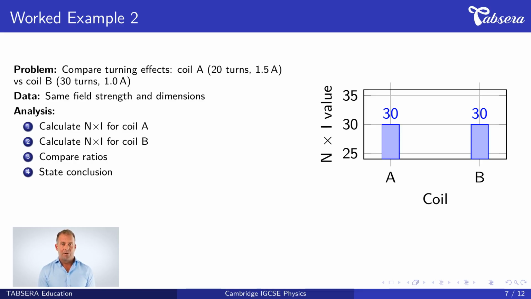Third, compare the ratios. Both products equal 30, so the ratio is 1 to 1. Fourth, state the conclusion. Both coils experience identical turning effects because the product of turns and current is the same. The graph shows both coils have equal N times I values, confirming equal turning effects.